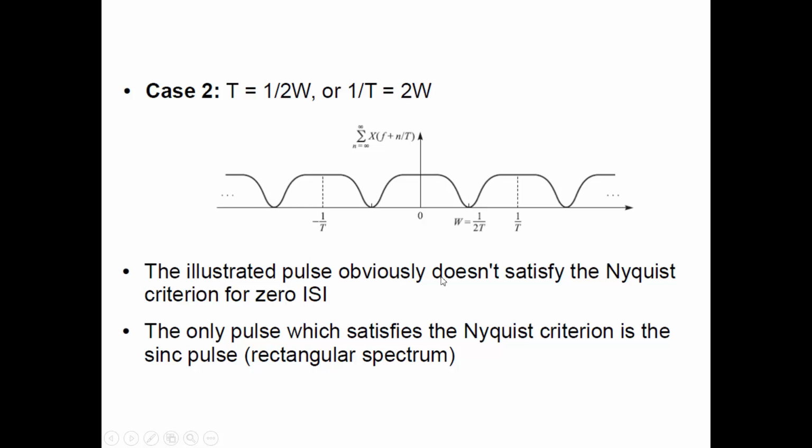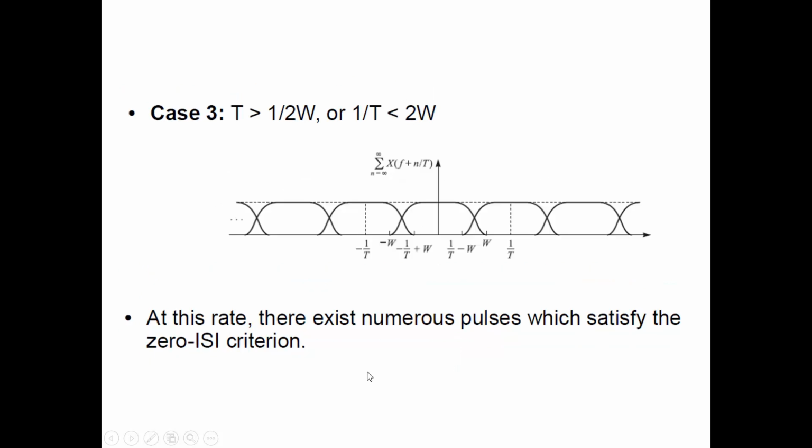The illustrated pulse obviously doesn't satisfy the Nyquist criteria for zero ISI. The only pulse which satisfies the Nyquist criteria is the sinc pulse, with a rectangular spectrum. Now, if we choose pulses which overlap with each other, the spectra at the receiver side will overlap with each other. In that case, if you add up the superimposition values, then it will generate a flat spectrum, right?